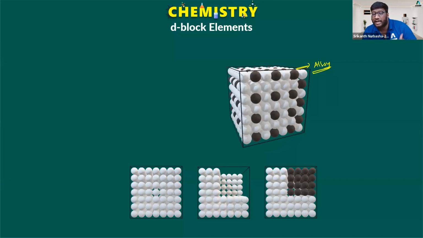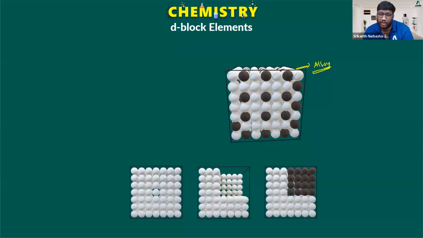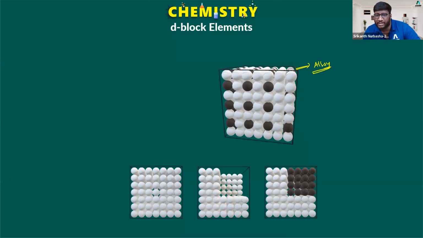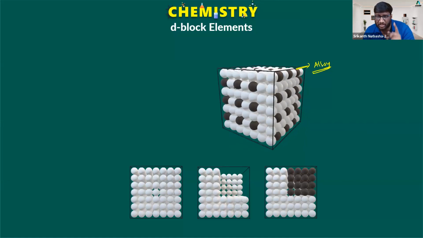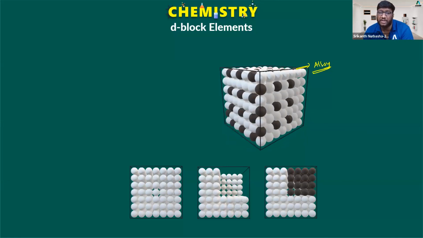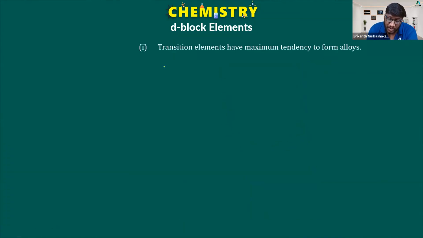D block elements have a great tendency to form alloys. Can you say the reason why? Why do the D block elements have a great tendency to form alloys? Because of similar sizes. The first and main reason is similar sizes. Write this down: transition elements have maximum tendency to form alloys.